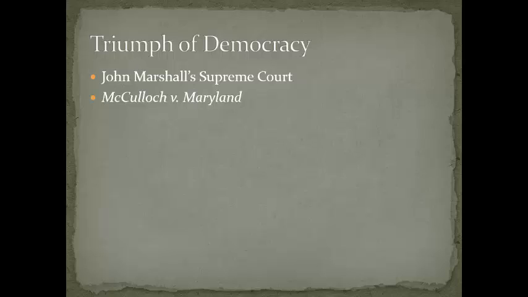And eventually it goes to court. One of these bank tellers, his name is McCulloch. Maryland tried to tax his branch, and so he sues. And it goes all the way to the Supreme Court. It goes all the way to John Marshall's Supreme Court. And there are two questions. Number one, is the Bank of the U.S. even constitutional? If you read the Constitution, it doesn't say anything about Congress having the authority to establish a bank.